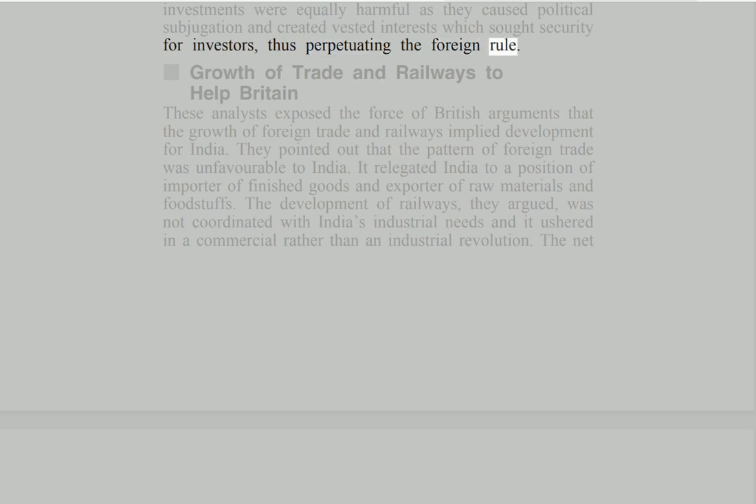Growth of trade and railways to help Britain. These analysts exposed the force of British arguments that the growth of foreign trade and railways implied development for India. They pointed out that the pattern of foreign trade was unfavorable to India. It relegated India to a position of importer of finished goods and exporter of raw materials and foodstuffs. The development of railways, they argued, was not coordinated with India's industrial needs and it ushered in a commercial rather than an industrial revolution.